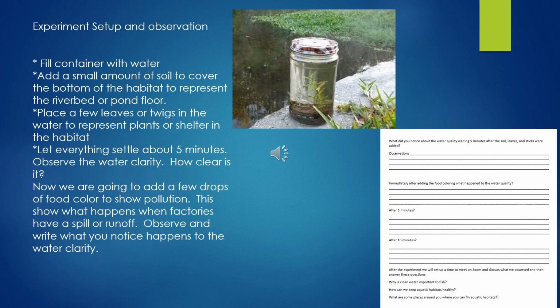Let everything settle. Wait about 5 minutes and observe the water clarity. What do you notice? How clear is the water? Do you think it's good water quality? Now we're going to add a few drops of color to show the pollution. This is the part where I want you to observe and take notes on your sheet of what you notice. When we add the food coloring, it's going to act as if it's the chemicals or runoff from factories or pollution. So go ahead and put that in.